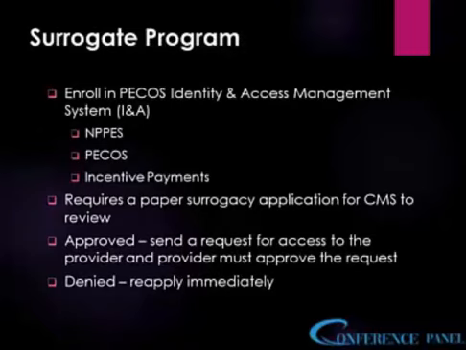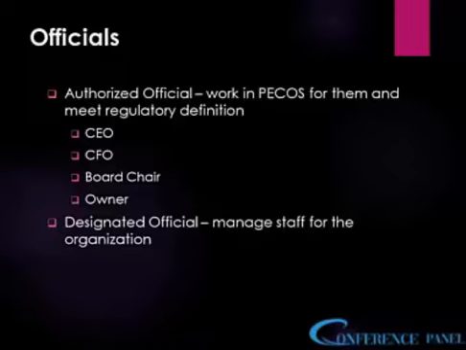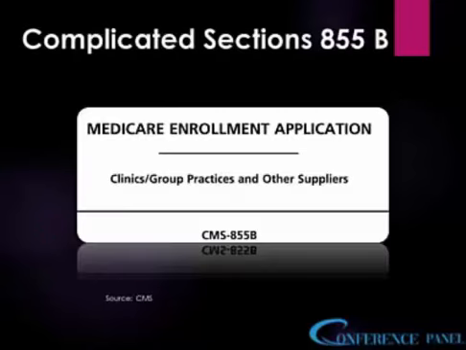The surrogate program is very important. If you do not have surrogate access, you need to get it. If you're an authorized surrogate, then you can add, modify, or terminate providers from the group. If you've got a group practice, this is really important because you've got to keep those things updated regularly. As far as officials, you'll want to know these things as we look at the applications. An authorized official is someone that can work in PECOS for or on behalf of the provider or the organization. Now we're going to segue into the actual applications.